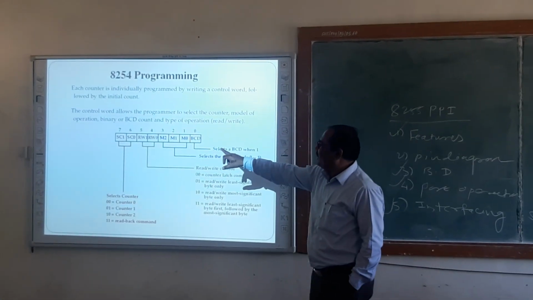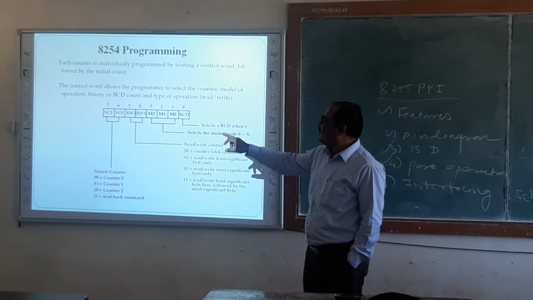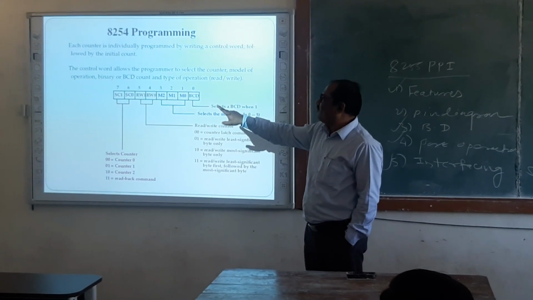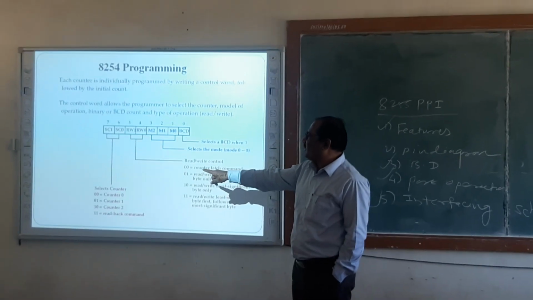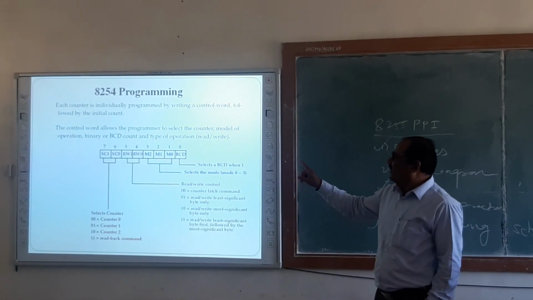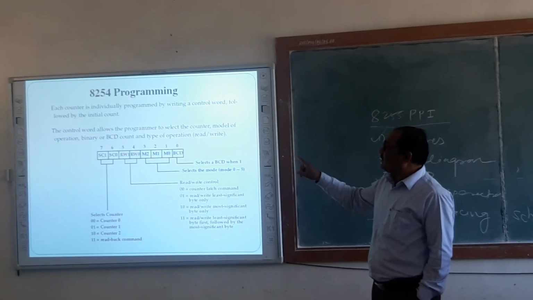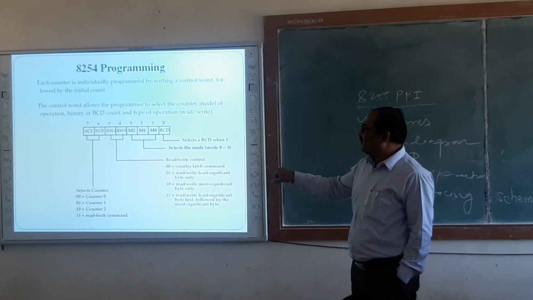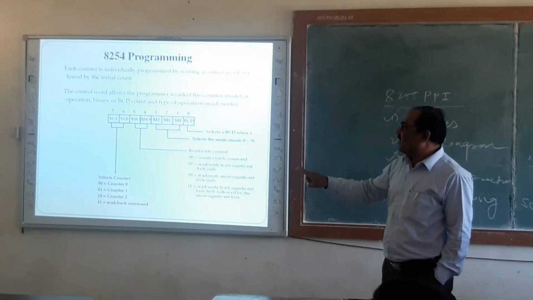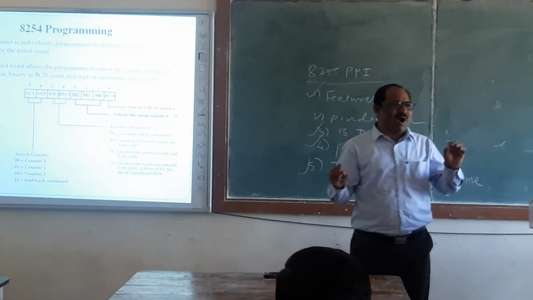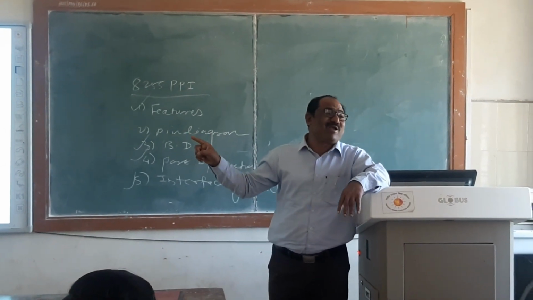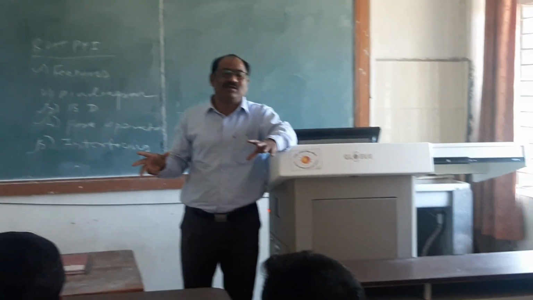Then what are SC1 and SC0? They are used for selection of the counter. For example, when D7 and D6 are both 0, counter 0 is selected. When 0, 1, counter 1 is selected. When D7 and D6 are 1, 0, then counter 2 is selected, and when both are 1, 1, it is the read-back command. What is the read-back command? You have to explain how it is programmed with the help of this diagram. What is the control word register? What is the control register?